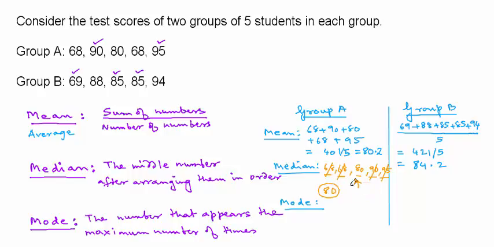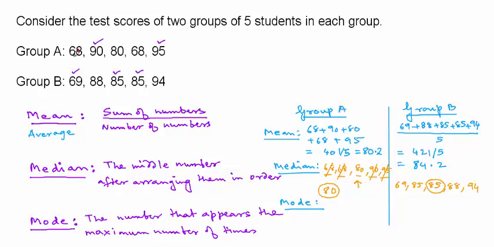Let's go ahead and find the median, the middle number, for group B. For group B, we are going to arrange them as usual from smallest to largest. So it starts at 69, 69, and then we have a couple of 85s, 85, 85, and then 88, 88, and finally a 94. So the middle number is going to be this 85. So the median of group B is also more than the median of group A.